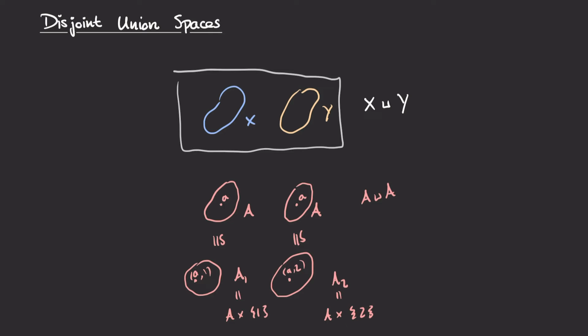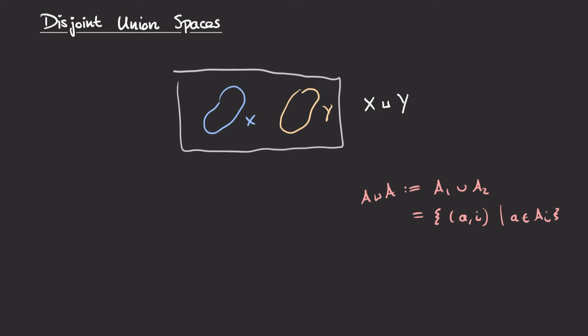Therefore, in our example, we would define the disjoint union between the set A and itself simply as the usual set union between A1 and A2, or another way of writing this is the set of tuples (a, i), where a lies in A_i.